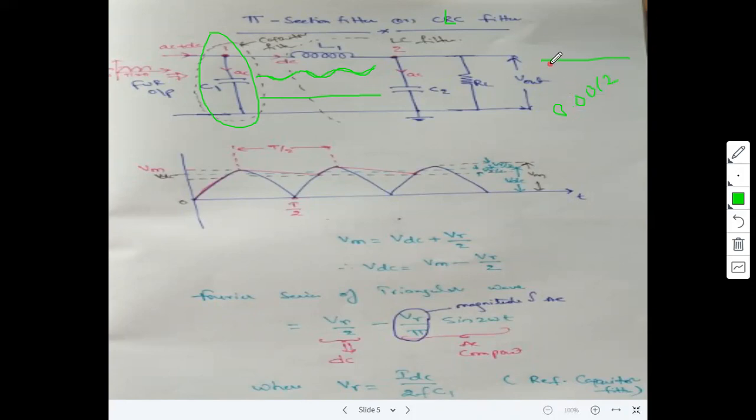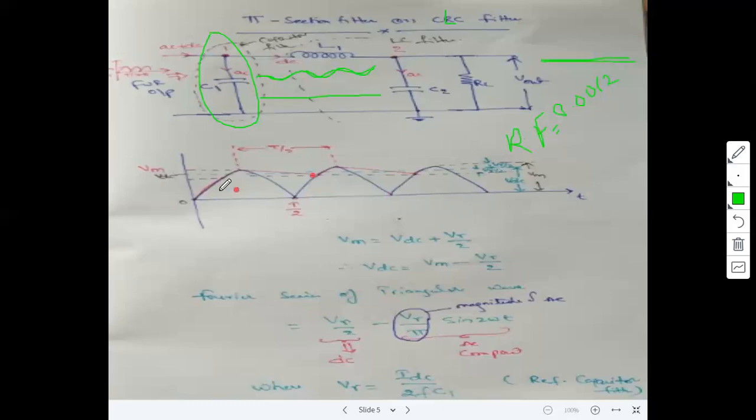That means ripple content. What is ripple content? The AC component at the filter output. The ripple factor indicates the AC content at the filter output. For such filter circuits the ripple factor is very, very small. When the ripple factor is small, the signal looks almost constant, right? Here it is a combination of capacitor filter and LC filter.